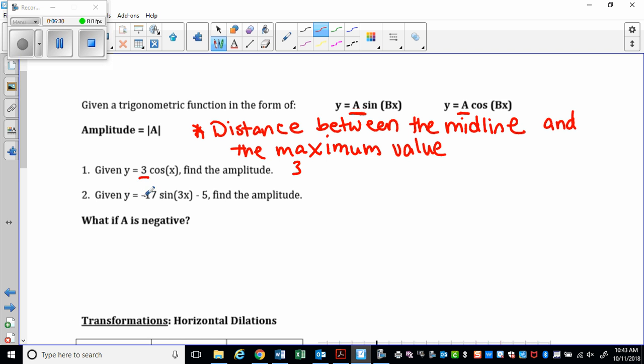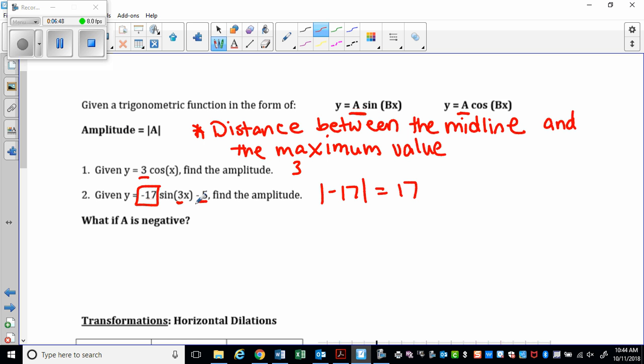Given y equals -17 sine of 3x minus 5, we don't really care about this for the amplitude or this. All we care about is the number in front of your sine and multiplied by your sine. And my amplitude is the absolute value of -17, which is just 17.